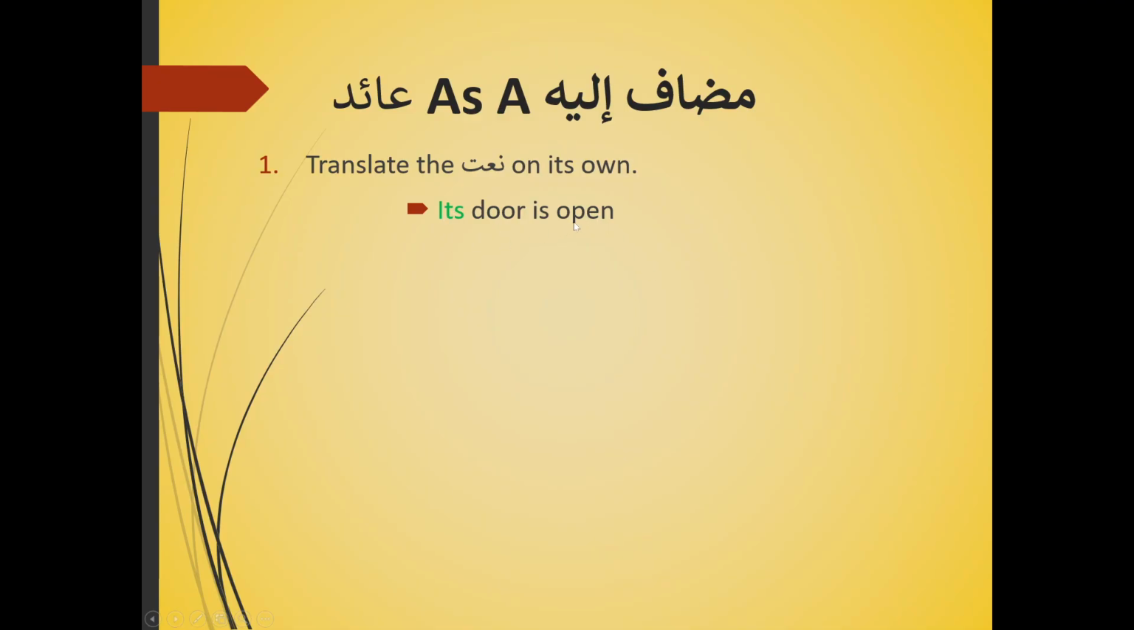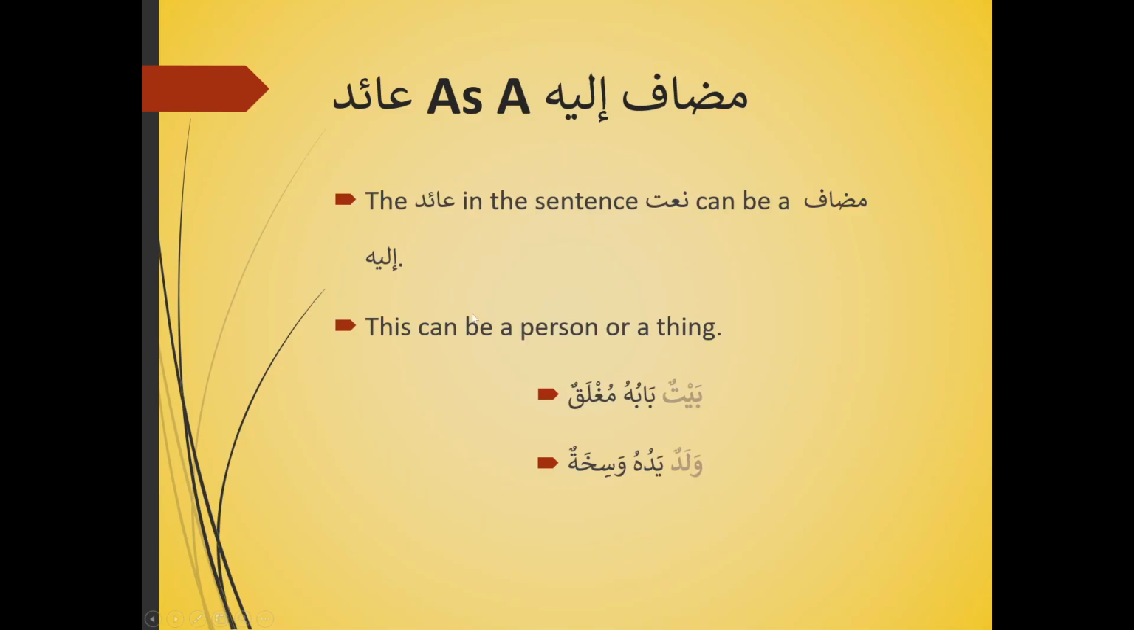So its door is open. English translation: its door is open. Now, if it's a literal translation, meaning if we directly translate it from English, it will be "its door is open." Yeah, it's correct. Its door is open. Door of it is open.